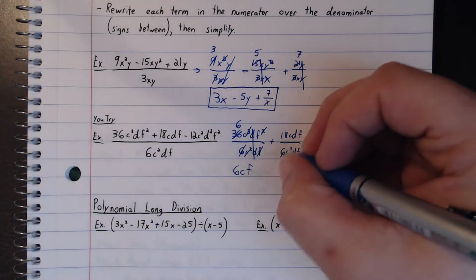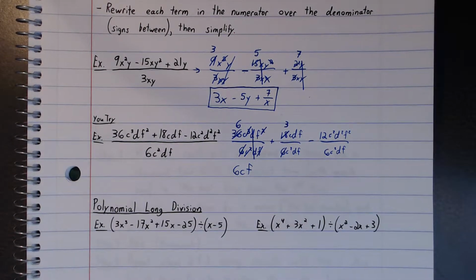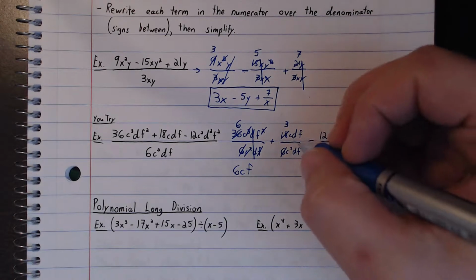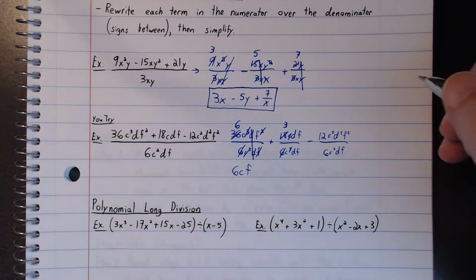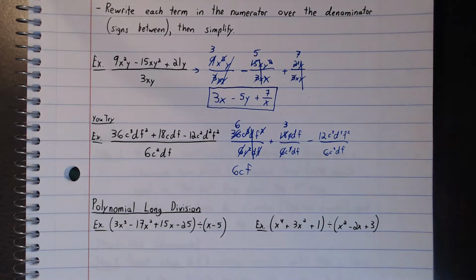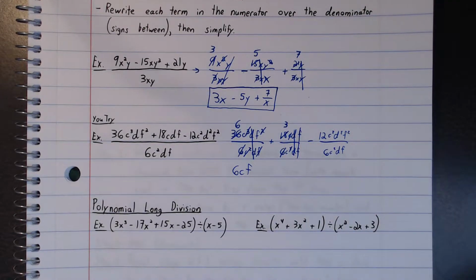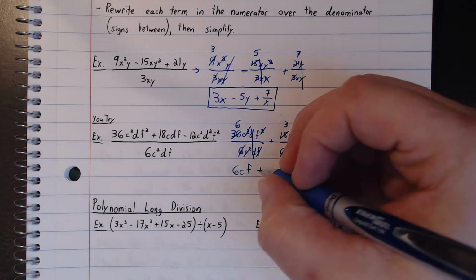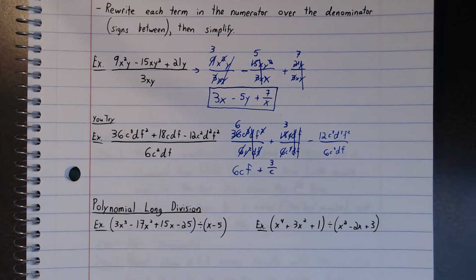Second, my 6 and my 18, that reduces to 3. I have only 1 c on top, and I have 2 on bottom, so I'm going to remove the 1 from on top, and I'm going to leave 1 on bottom. That means I'm going to have 2 terms, 1 on top, 1 on bottom. I can see that my d's and my f's are all going to cancel, so I'm left with plus 3 over c for my middle term.